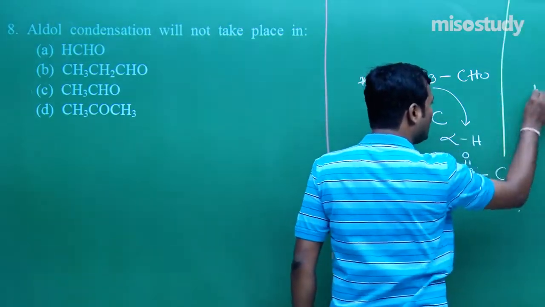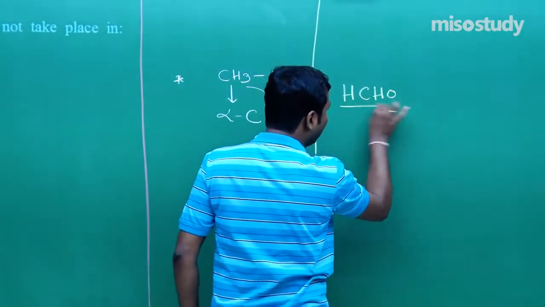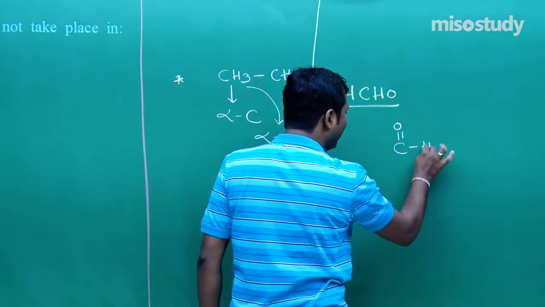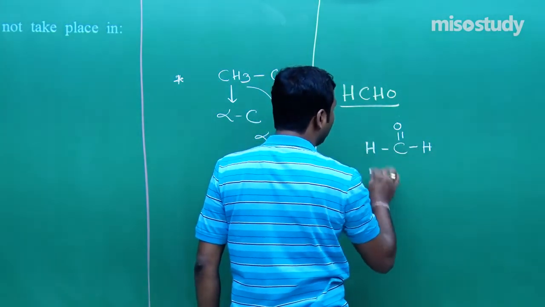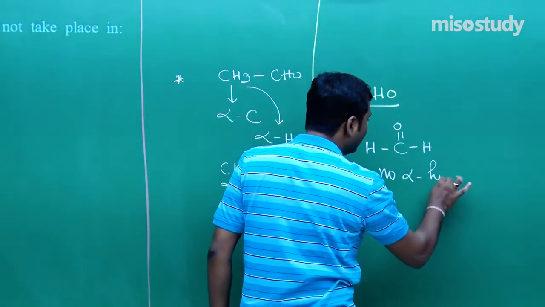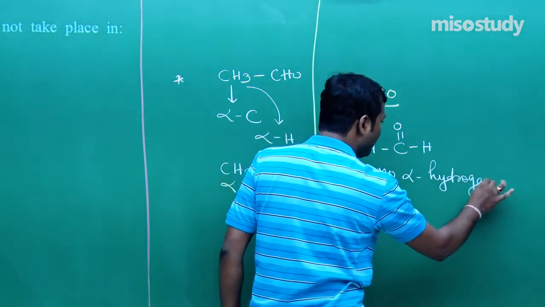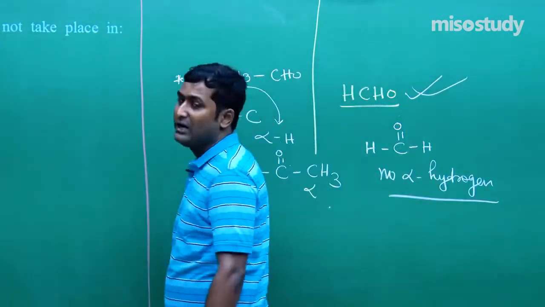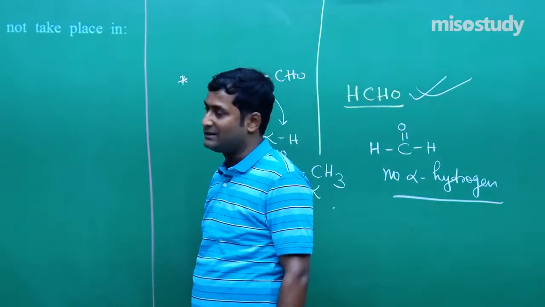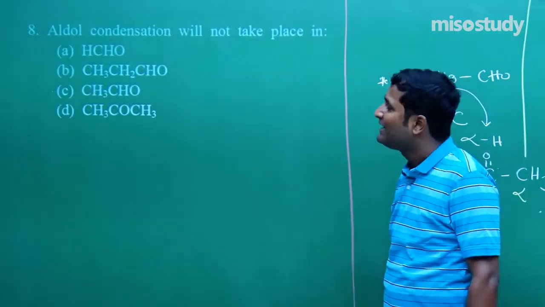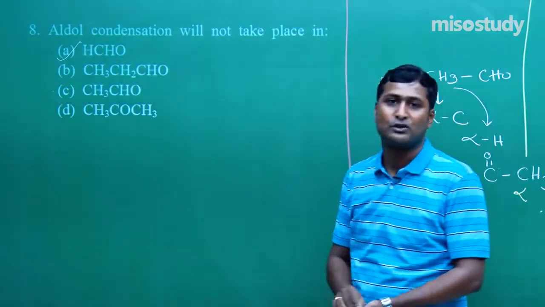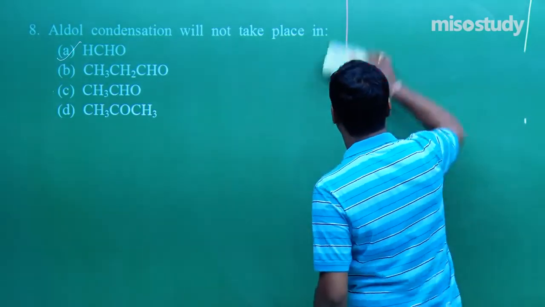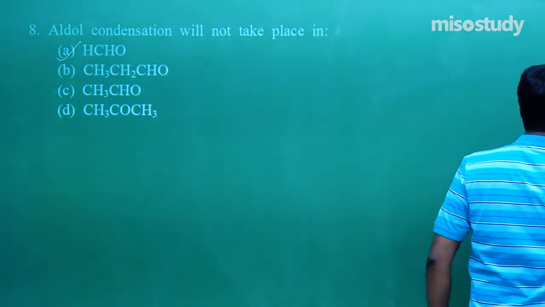But if I talk about HCHO, look at here, that is formaldehyde. In formaldehyde, we know there is no presence of alpha hydrogen, that is, also no presence of alpha carbon. So due to this reason, formaldehyde will not show aldol condensation. So for question number 8, A is the correct option. Clear, friend? Now I'm going to rub this part and we'll discuss the next one. Wait for a moment.